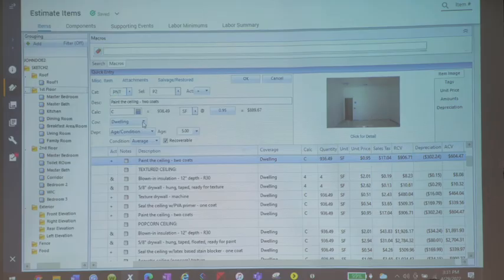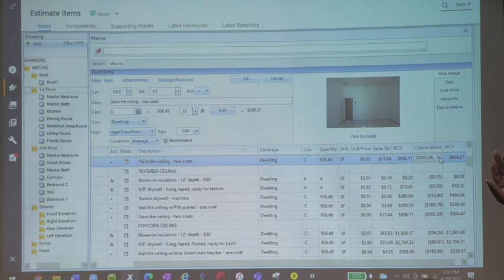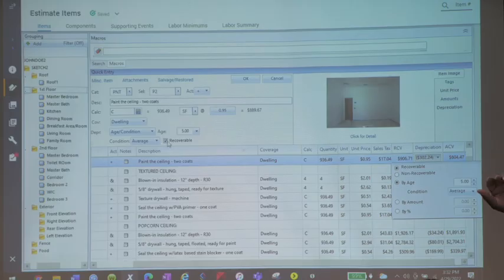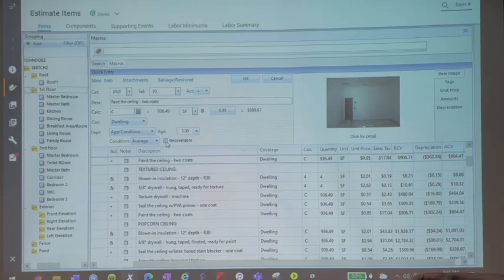You can change the coverage. You guys see that? You can change the coverage here. You can change the coverage down here. You can change the depreciation by amount, percent, or age condition, and you can change it down here as well. You see that? Same thing. Okay? Condition always going to be average. And here you mark it recoverable or unrecoverable right in the quick entry pad.